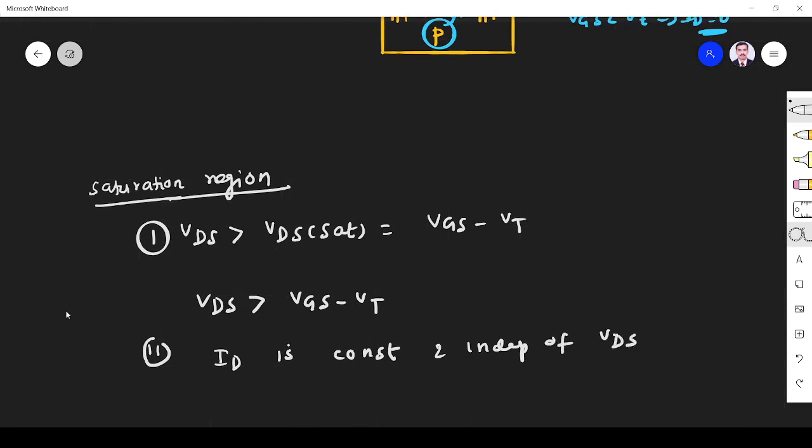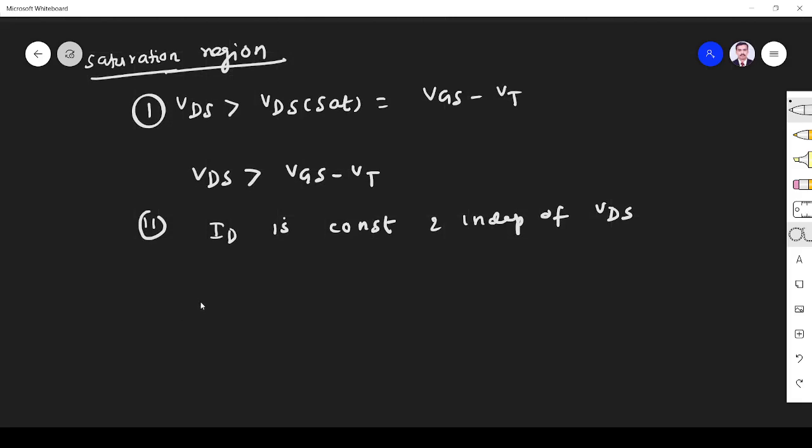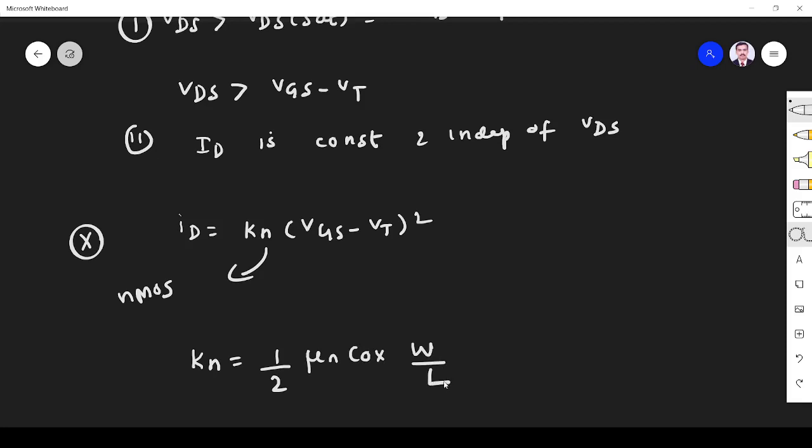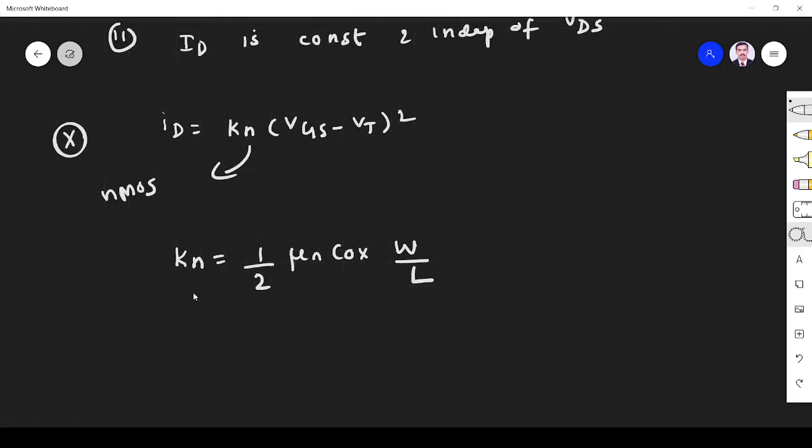Okay, so in the saturation region, the equation for current is very important: ID is equal to Kn (VGS minus VT) squared. N is for NMOS. Okay, so what is Kn? Kn is given by 1/2 mu n COX W by L. Here, what is mu n? Mobility of electron.